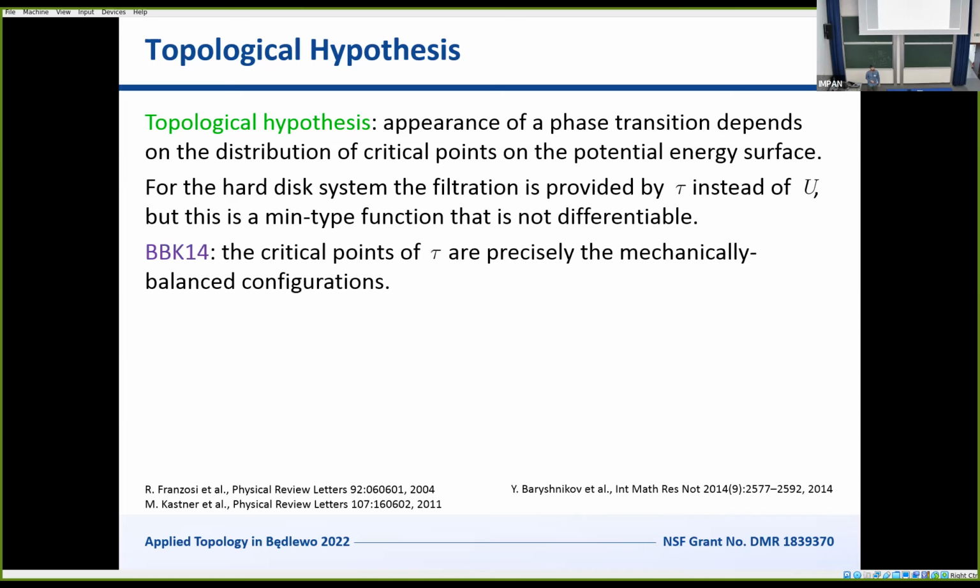So what do we do? Well, this was a result by Baryshnikov, Bubenik, and Kahle back in 2014. They were thinking about precisely these problems. This might have been the same paper where they actually defined this topological function tau. They said that if you've got this kind of min-type function, then the critical points of that are defined in the sense of attaching handle bodies, right? So I know that I attach a handle body when I pass from this value to this value, and I have such and such critical point in the middle, which are mechanically balanced configurations.